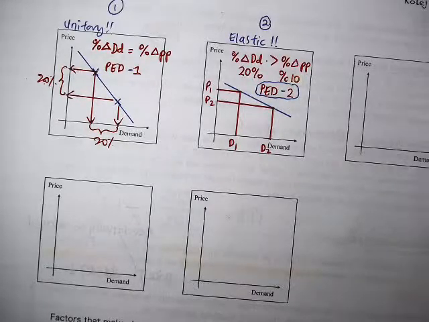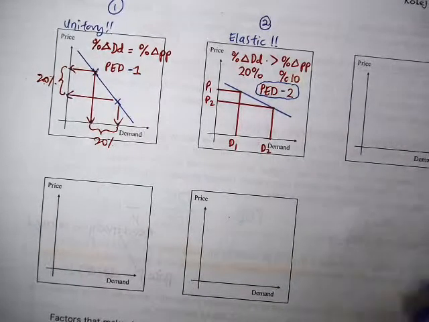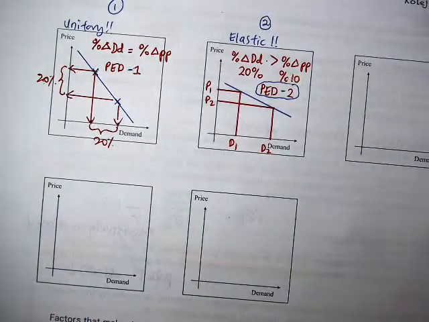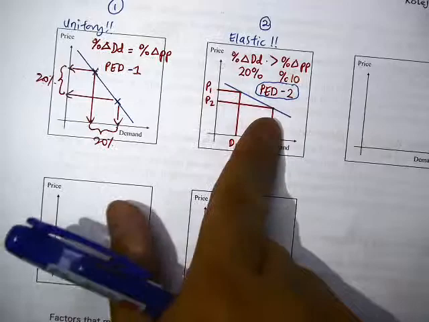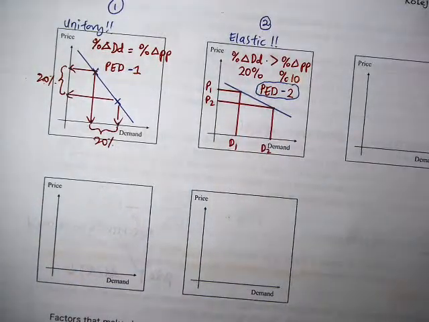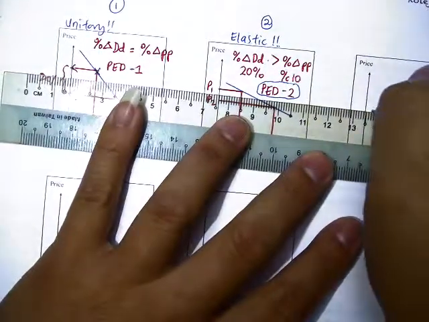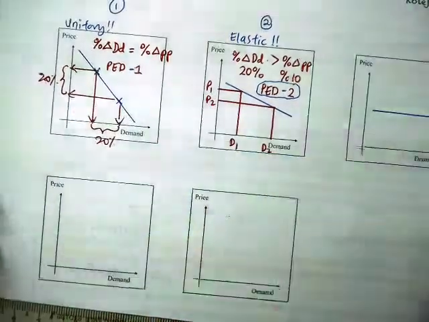It becomes elastic. We make it so extreme now that it becomes completely flat, like a horizontal line, like that.